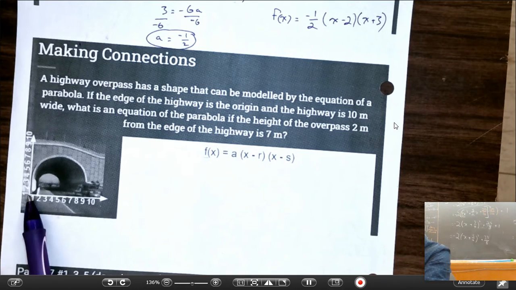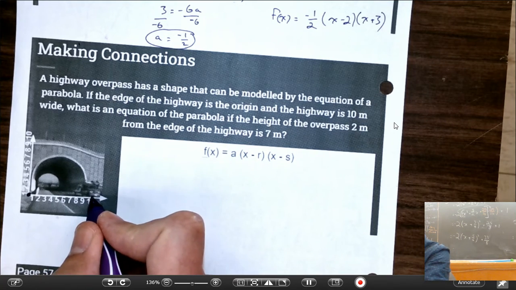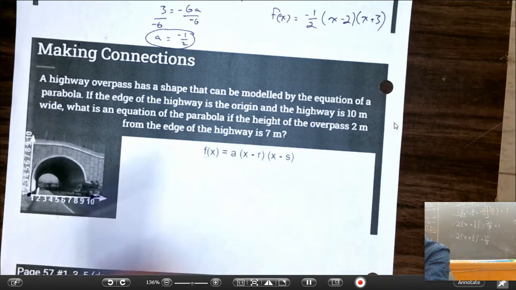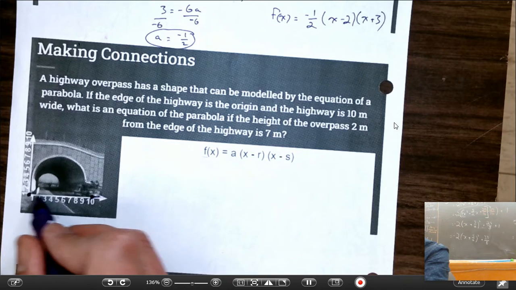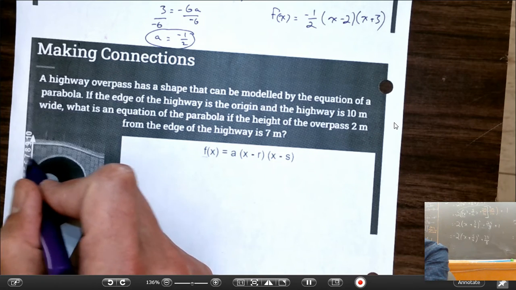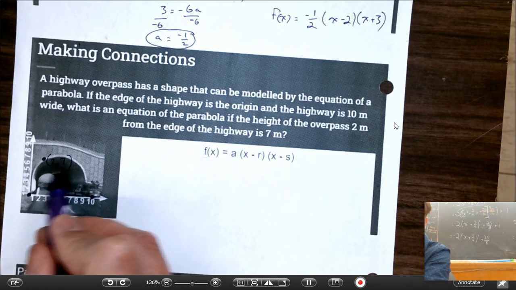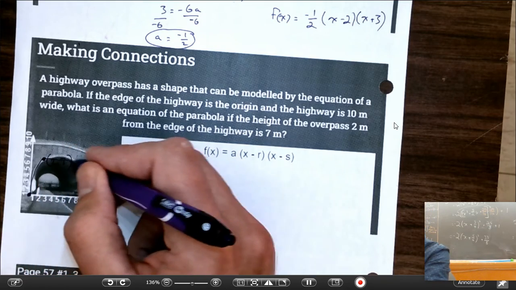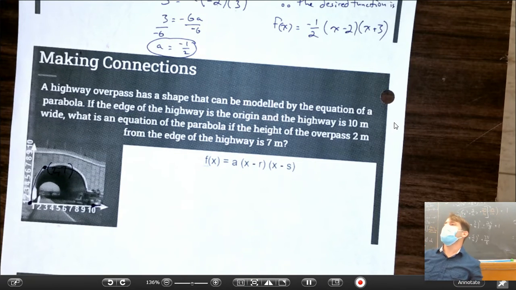So we have here our 0, 0, and that's one corner of the highway. The other corner of the highway happens here at 10, 0, okay? Because the edge of the highway is the origin, that's there. The other edge is 10 meters wide, so it's there. What's an equation of the parabola if the height 2 meters from the edge is 7? So that's the point 2, 7. You can't see what I wrote down there, but that's 2, 7. So now I want the equation of this parabola. Can we find that equation? Is that possible? Yes, it's possible.